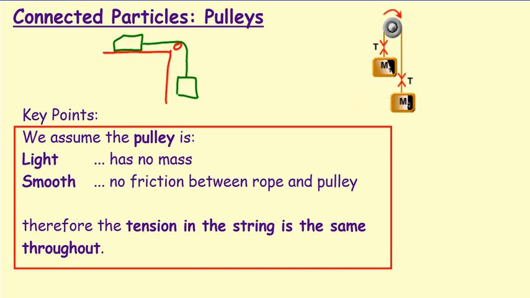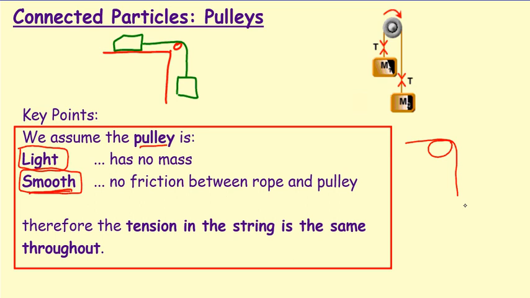Key points, again, we need to assume not only the string is light and inextensible, but also that the pulley is light. This means that as it spins, it has no mass, there's no momentum or force needed to get it moving. And the fact that it is smooth means that it doesn't even need to spin at all. The string can just pass over it freely without any friction or any other forces.